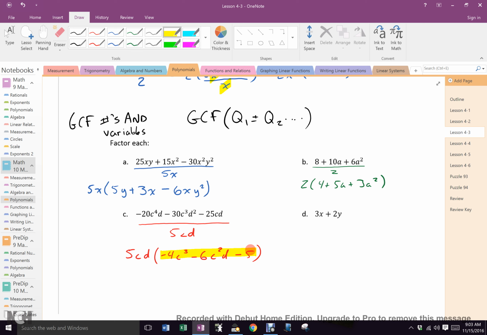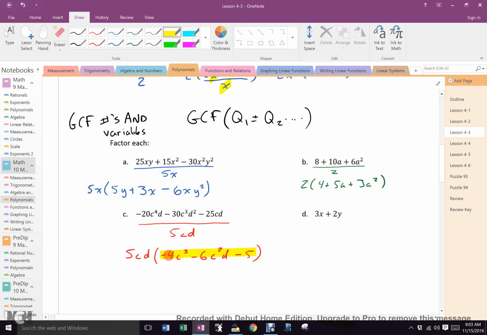Remember, if it's common, it's in all of them. A negative, which is weird because a negative isn't greatest, is it? Right? The GCF here is 5, isn't it? Because 5 times negative 4 gets me negative 20, 5 times negative 6 gets me negative 30, and 5 times negative 5 gets me that, yeah?